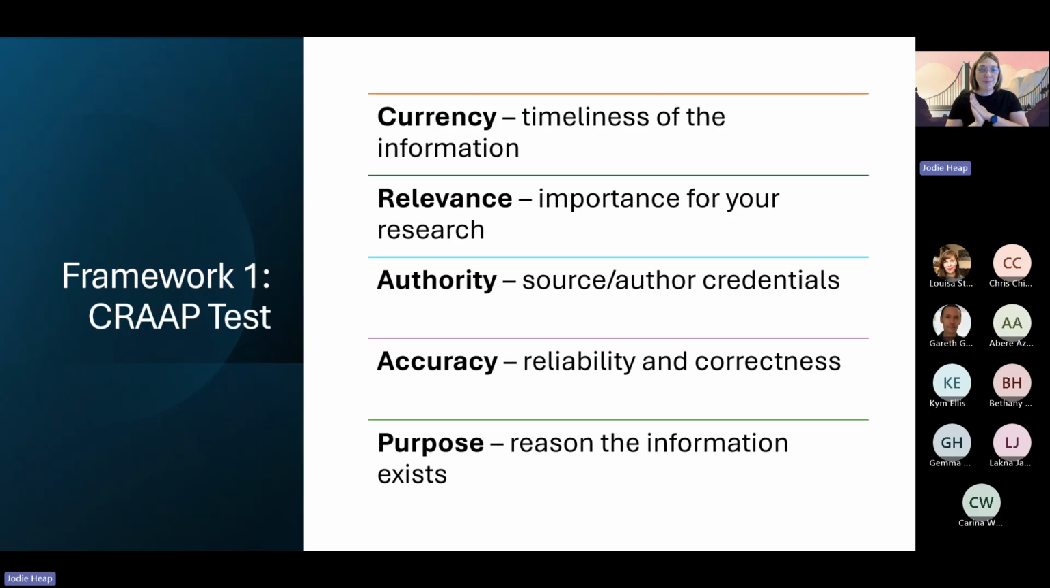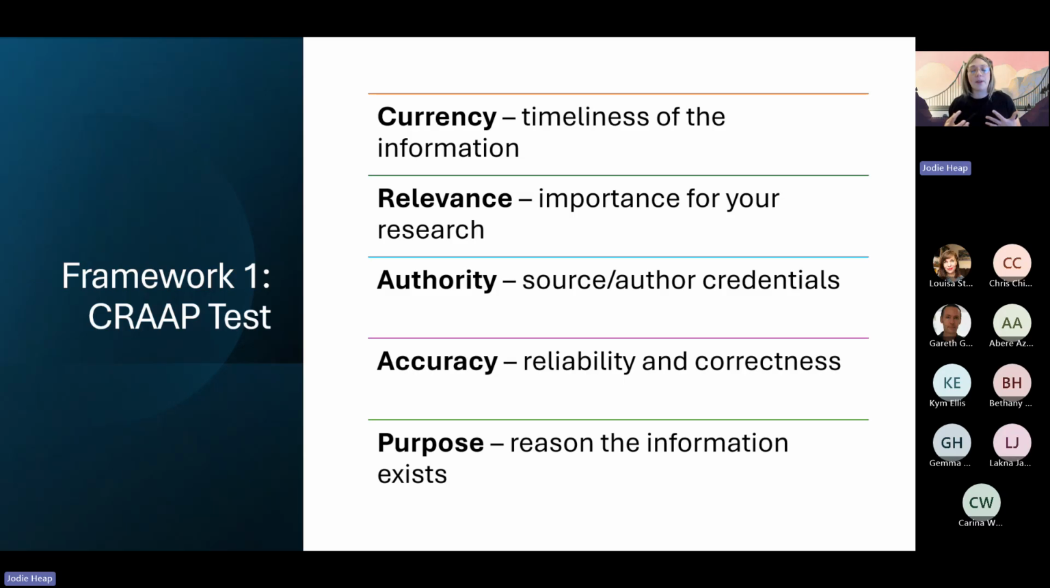Okay, so the first framework that I want to introduce you to, you might have already heard it. Give me a thumbs up if you have heard of the CRAP test before. She's an oldie, but she is a goldie. Yeah, a couple of you. So this is one that we often introduce at undergraduate level because saying the CRAP test makes everybody laugh. And I am a child at heart, so it still makes me chuckle.